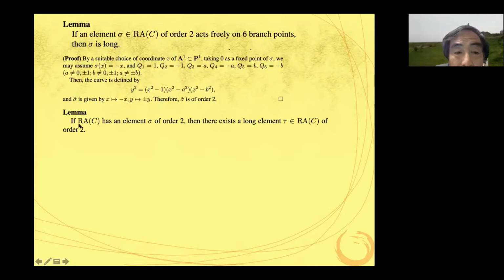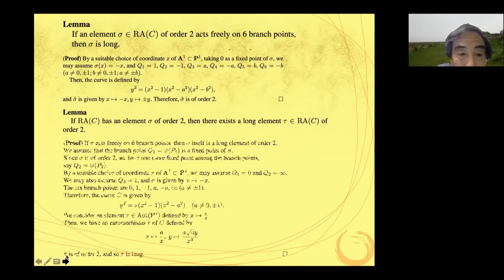Next, if the reduced automorphism group has an element of order 2, then even if this is not a wrong element, you can find there exists a wrong element tau of order 2. This is also not so difficult. If sigma acts freely on the 6 branch points, then I already showed here that sigma itself is a wrong element of order 2.